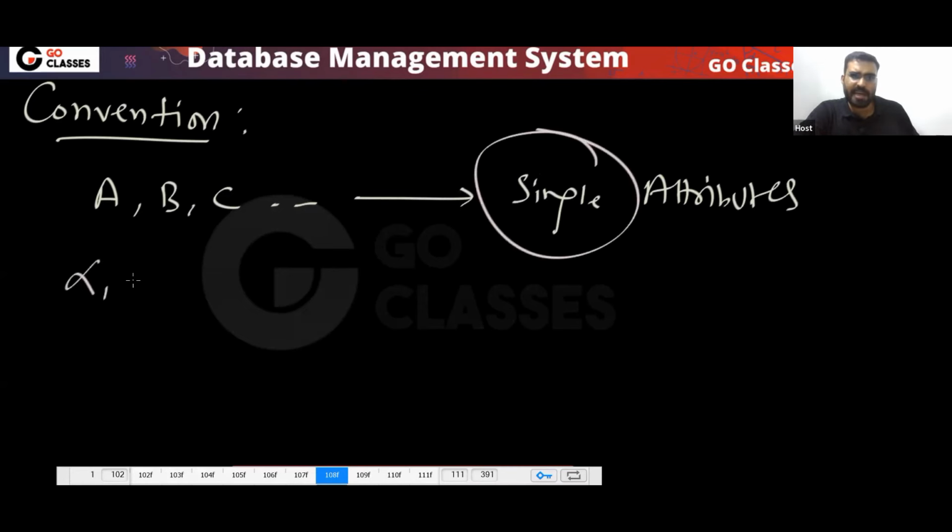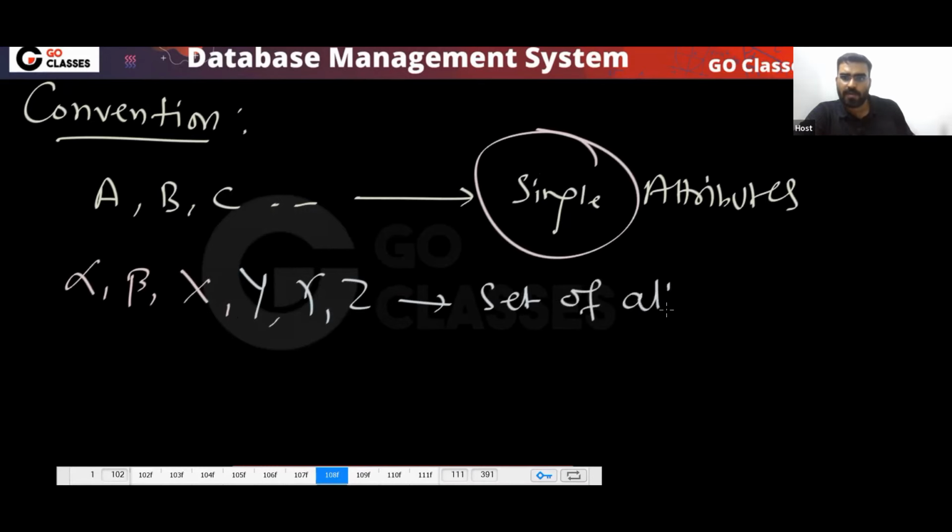And when I write alpha, beta, x, y, gamma, z, then what does it mean? They mean set of attributes. They can be single also.